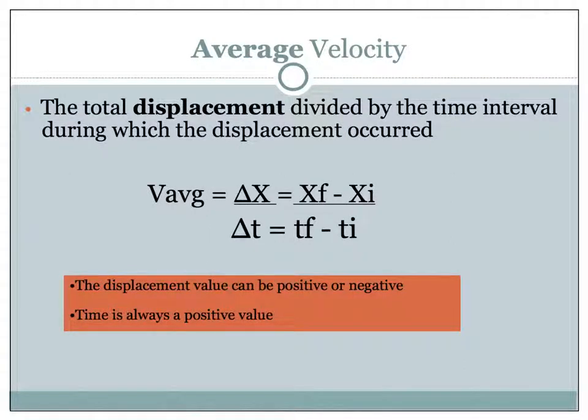So the definition and the formula for average velocity: the total displacement divided by the time interval during which the displacement occurs. Now this displacement can be negative. We've already done some displacement problems where we got negative values. So sometimes the numerator, the top number, can be negative. So on your formula sheet, it might look something like this.